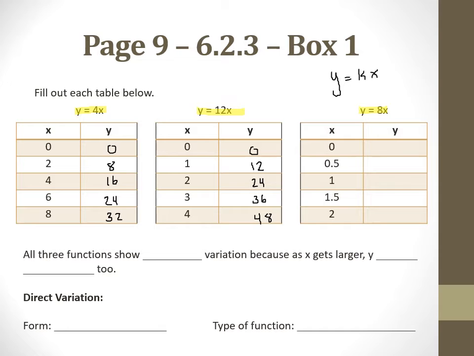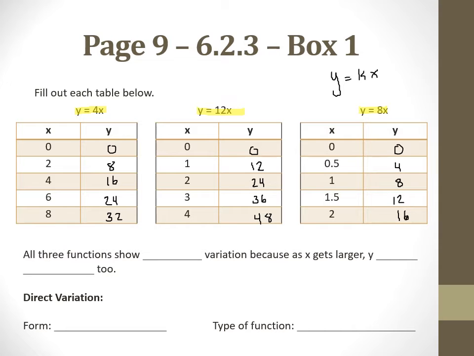On the last chart, we have y equals 8x. 0 times 8 is 0. 8 times 0.5, or 8 times 1/2, is 4. 8 times 1 is 8. 8 times 1.5 is 12. And 8 times 2 is 16.